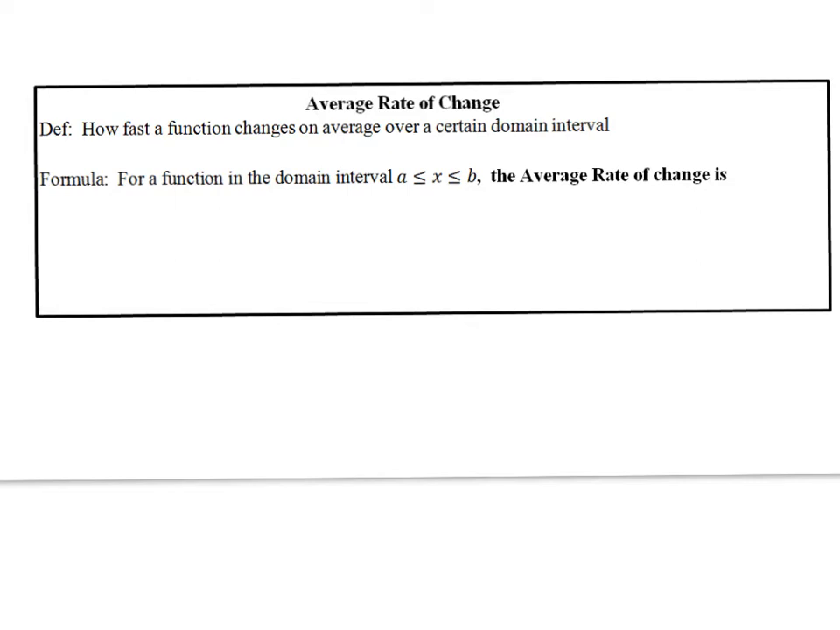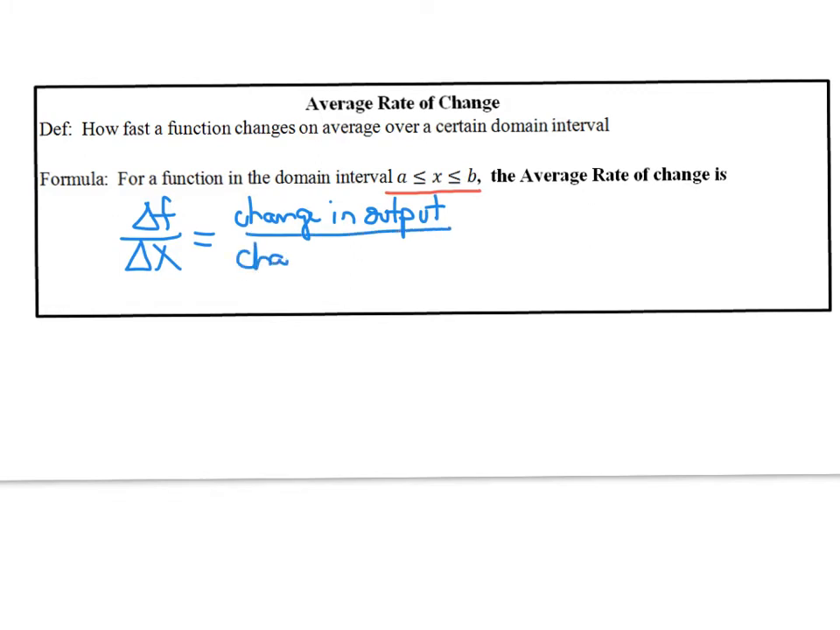So if we want to know how fast a function changes on average over a certain domain interval, we're going to be looking specifically at that domain interval from A to B in this case. Our definition for the average rate of change is going to be the change in the function value divided by the change in the x value. That's our domain value. So in words, this is the change in the output, or our y values, divided by the change in the input.